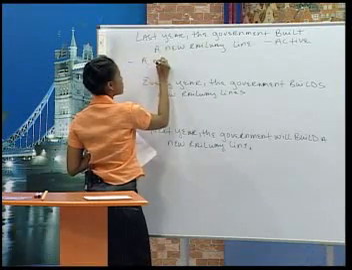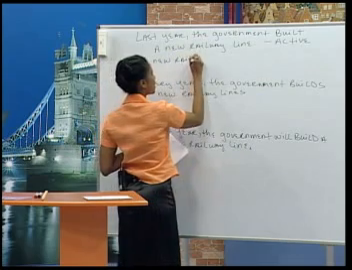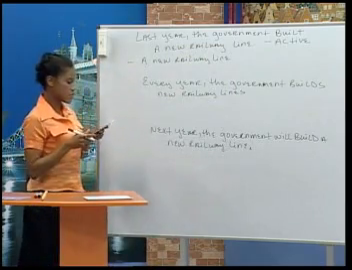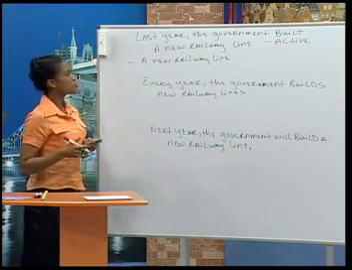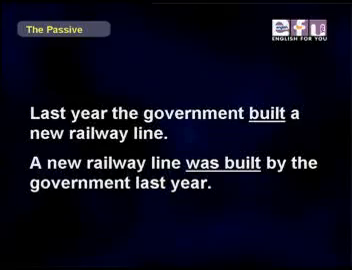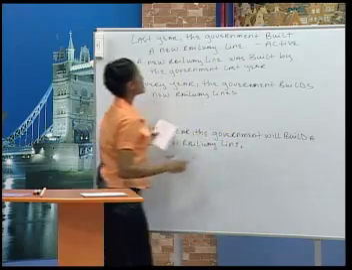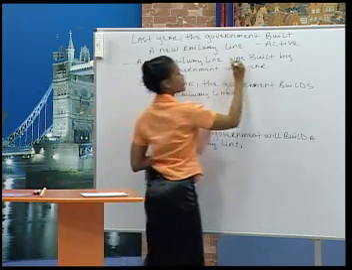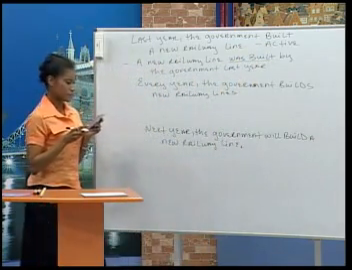So the passive sentence has to start with this. Good. So a new railway line. Okay, for our passive sentence, we'll start with that. Alberto, could you put this sentence in the passive, please? A new railway line was built by the government last year. Okay, so our passive sentence is a new railway line was built by the government last year.